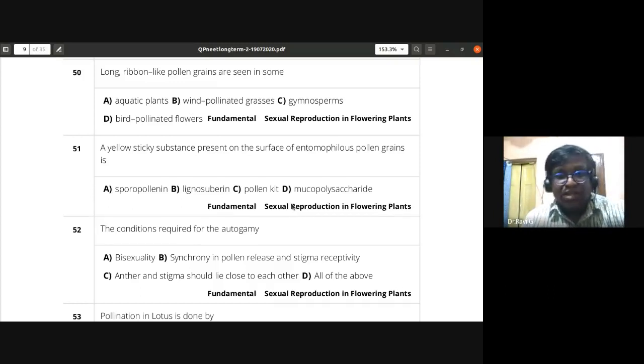52nd, the conditions required for autogamy. What are the conditions for self-pollination or autogamy? Bisexuality, synchrony in pollen release and stigma receptivity. Both should be mature at the same time, androecium and gynoecium. Anther and stigma should lie close to each other. All of the above is the answer. If all these three are there, then they can undergo self-pollination or autogamy. D is the answer, all of the above. 52nd, D is the answer.